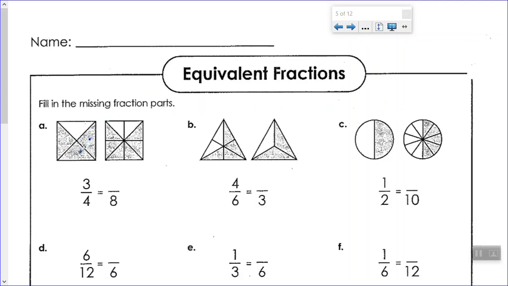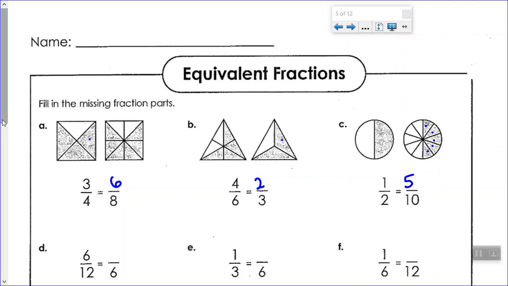And then next page, so if you have pictures, it's easy to find equivalent fractions. For example, you have 3 pieces out of 4. That's equivalent to 1, 2, 3, 4, 5, 6, 6/8. If you have 4 pieces out of 6, that's the same as you shade 2 pieces, so 2 pieces out of 3. 1/2 is the same as 1, 2, 3, 4, 5, 5 pieces out of 10 pieces.